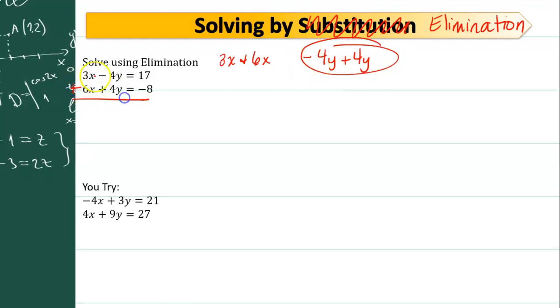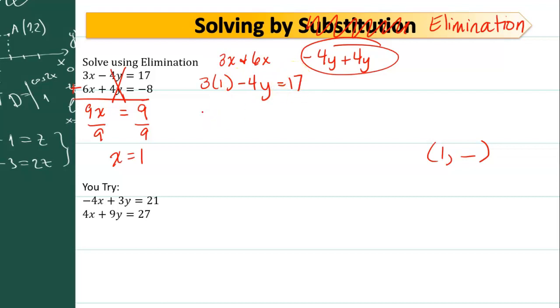So we're going to add straight down the columns. 3x plus 6x is 9x. -4y and +4y eliminate. We don't write y because that would mean 1y. 17 minus 8 is 9. Now we're going to divide both sides by 9, and so x equals 1. We're not done because at the end, my solution is supposed to be an ordered pair, 1 comma something. So I'm going to replace x with 1.